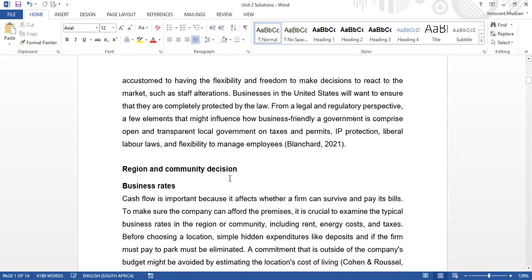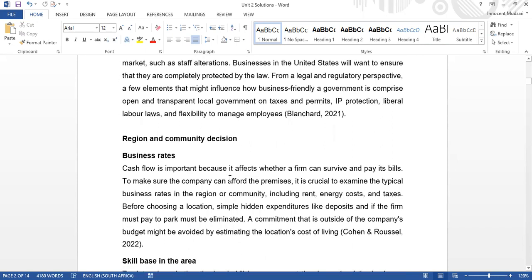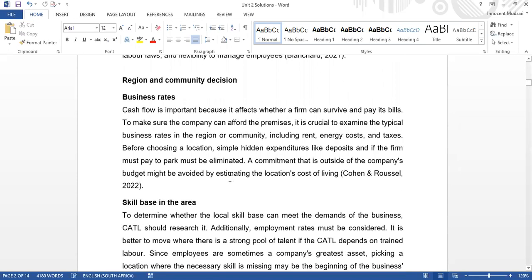All right. And then the other section that you also touch on is the region and community decision, as per the question. Under the region and community decision, the first thing that we can look at is the business rates.